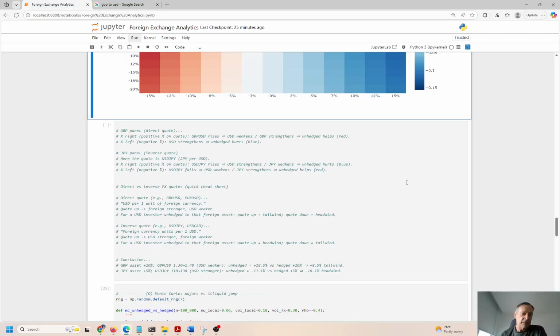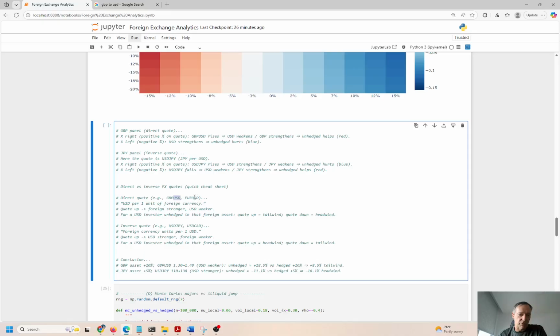Hopefully it does. So again, if the USD comes second, then this is a direct quote. Okay, so this is Euro to USD. This is GBP to USD. If the USD comes first, this is an inverse quote. So this is Japanese yen and this is Canadian dollars, okay?